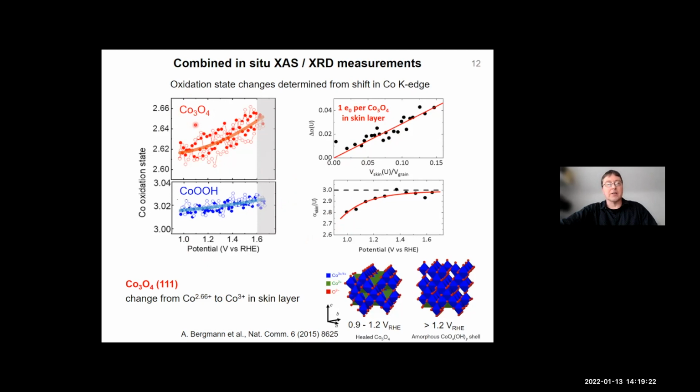Whereas in the Co3O4 crystal structure, you typically have a ratio of 2 cobalt in 3+ and 1 cobalt in 2+. So apparently in the skin layer, all the cobalt 2+ is converted to cobalt 3+ in a highly reversible way.